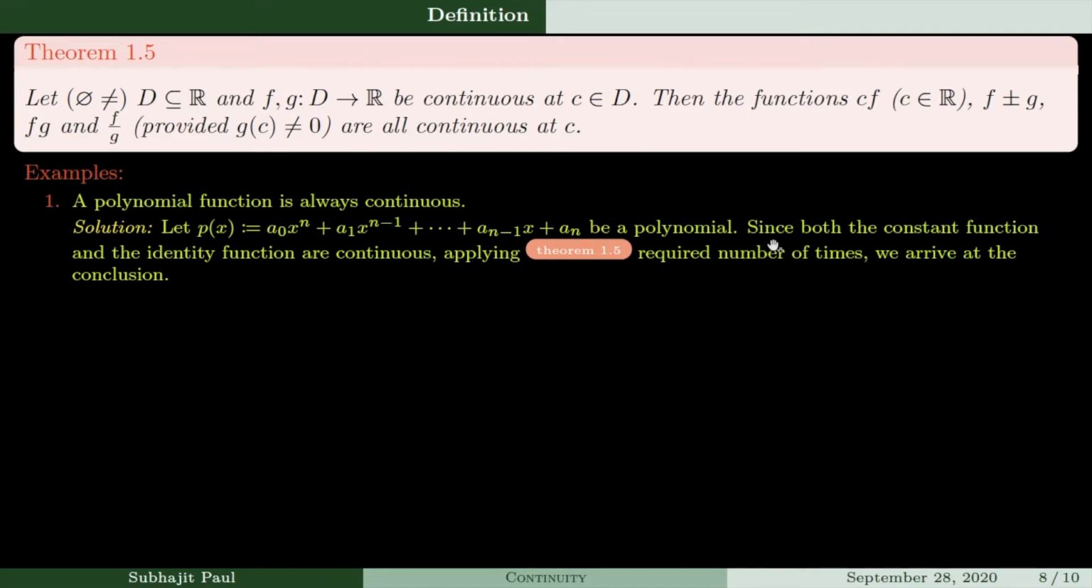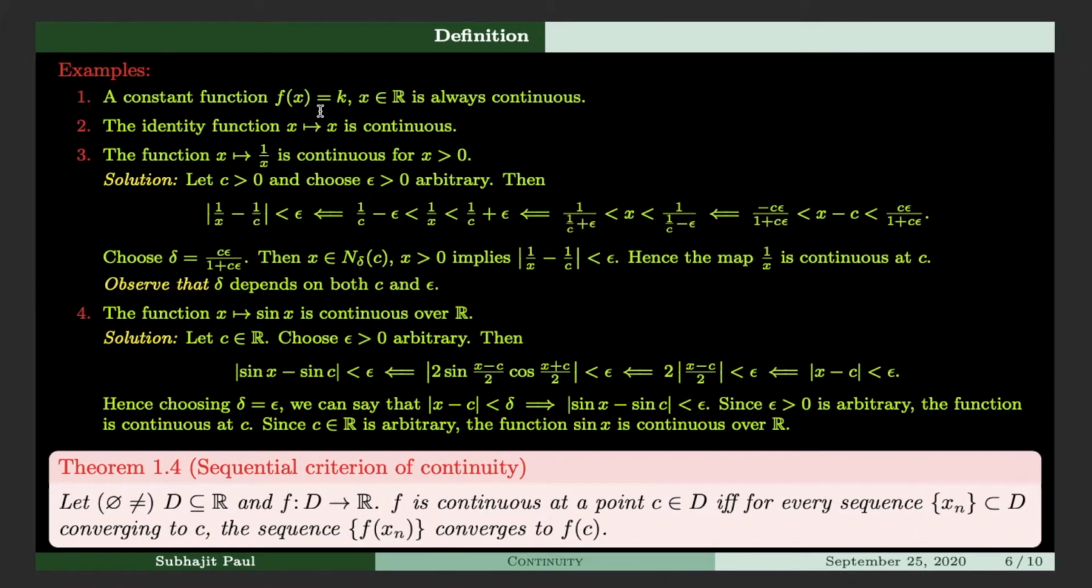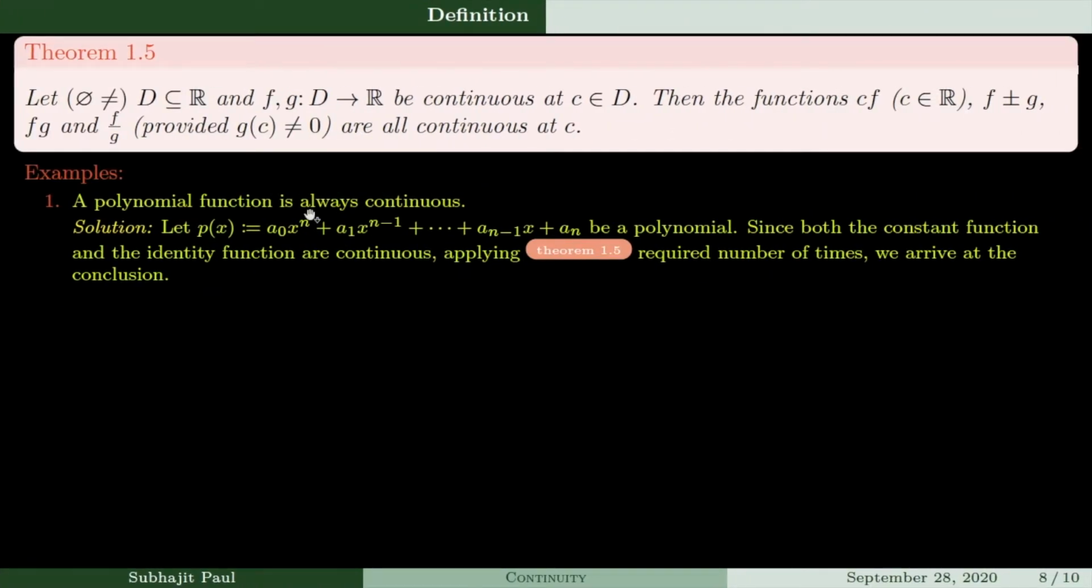Okay, so we just need these two facts: that the constant function f(x) equals k is continuous and the identity function is continuous. If we have these two, then by applying this theorem over and over again, we can guarantee that any polynomial function is continuous. Next one, this is an exercise for you.